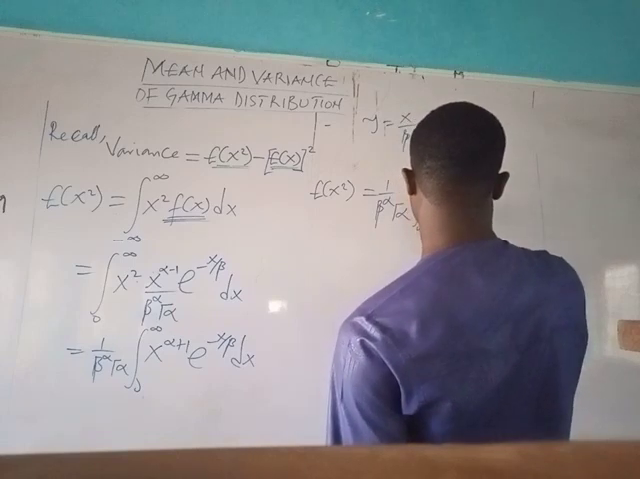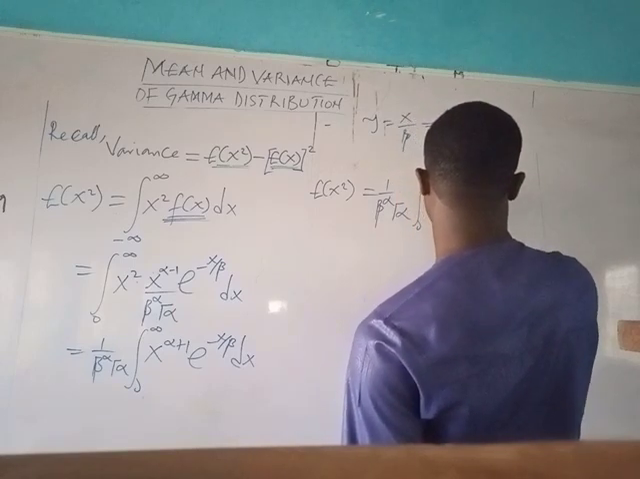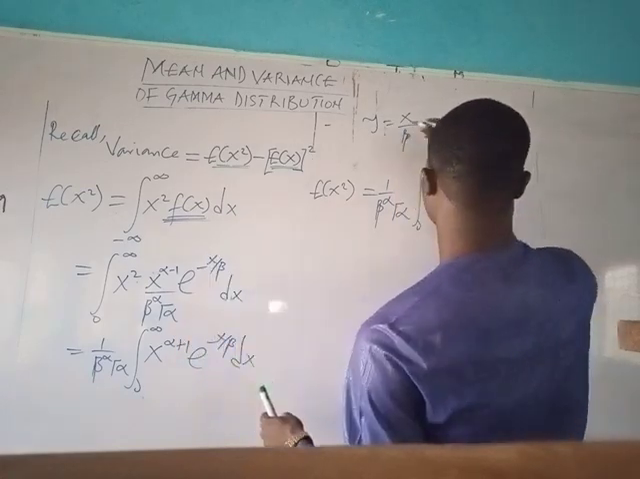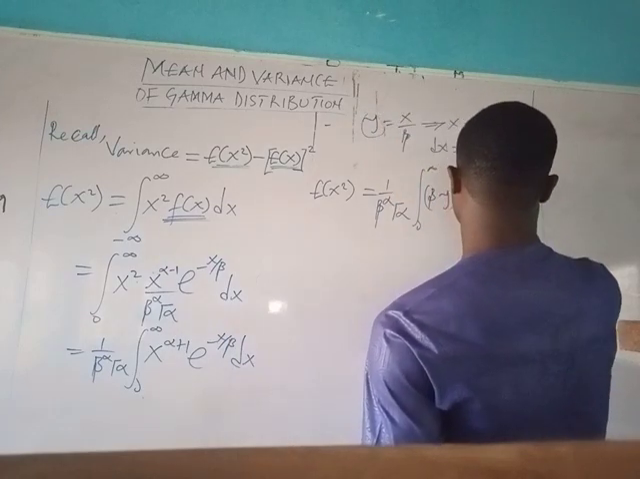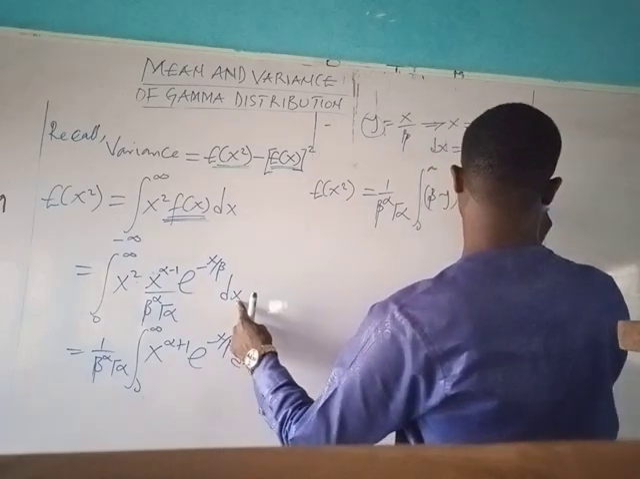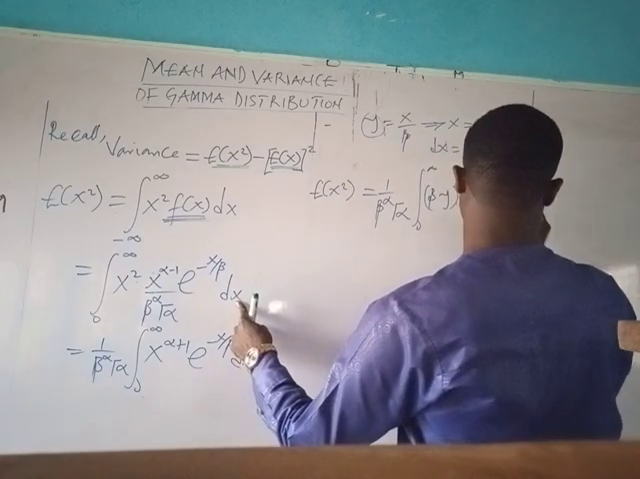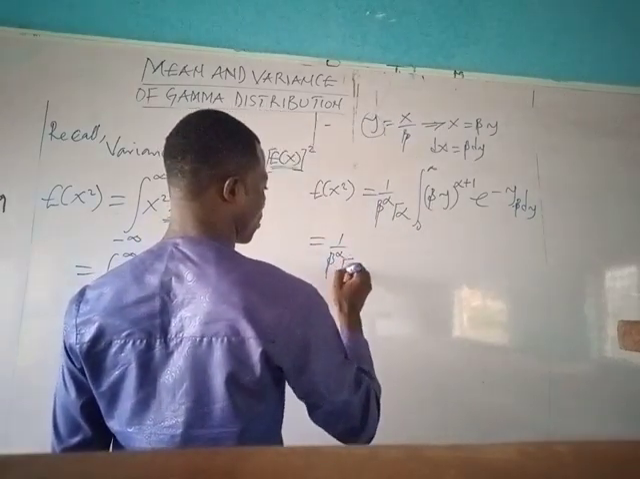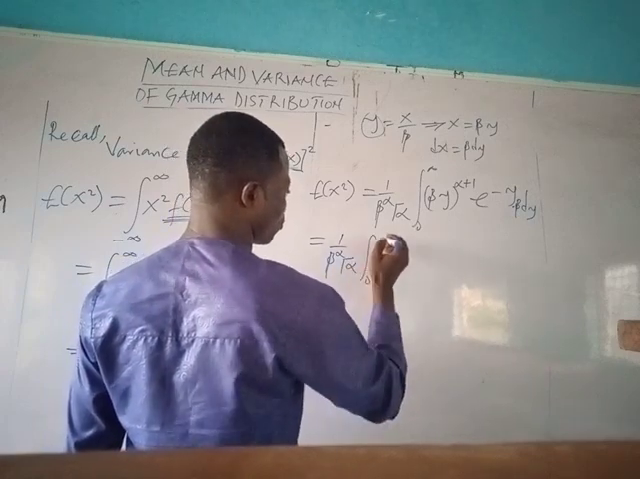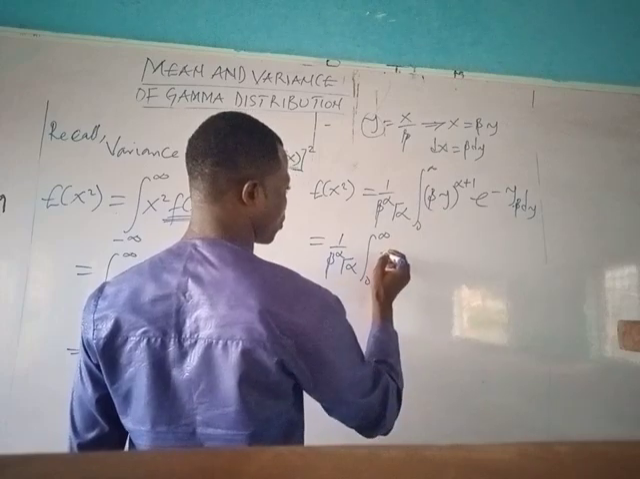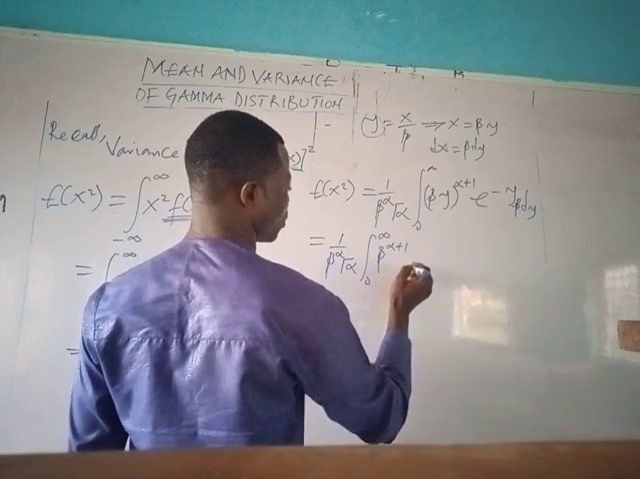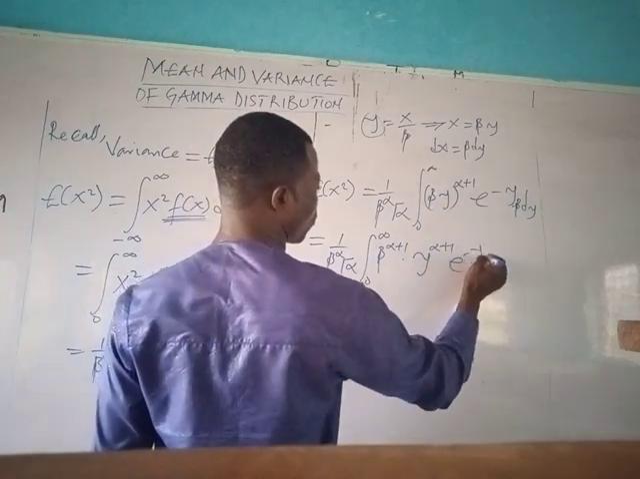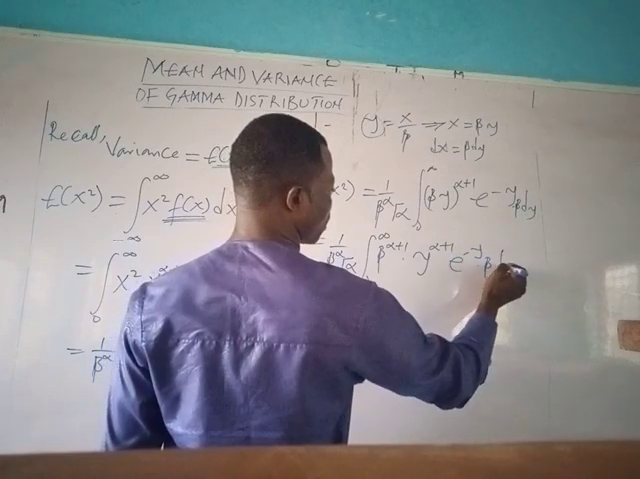So here we are going to have beta y all raised to power alpha plus 1, then exponential. Instead of writing this, we are replacing it by minus y. So our dx will be beta dy this time around. So this will be 1 over beta raised to power alpha gamma alpha integral 0 to infinity. When you expand this, you are going to have beta alpha plus 1 times y alpha plus 1 exponential minus y times beta dy.